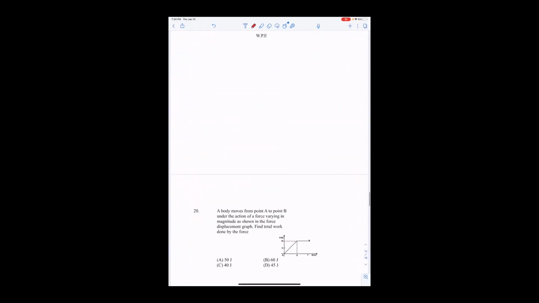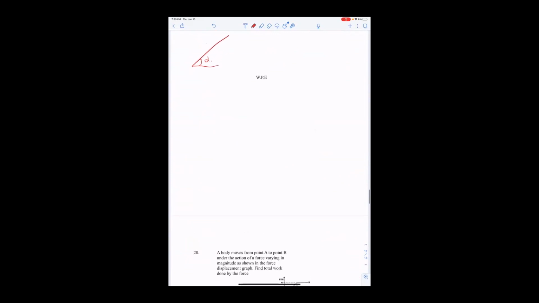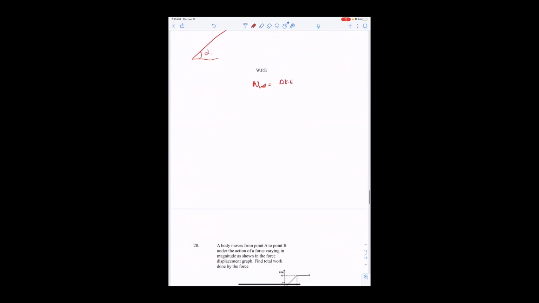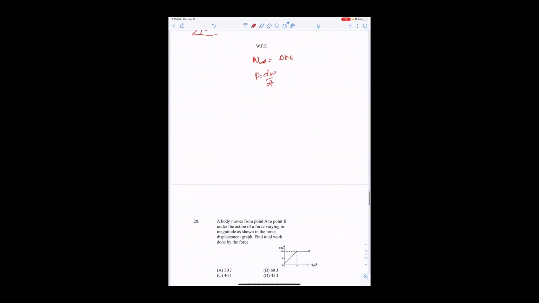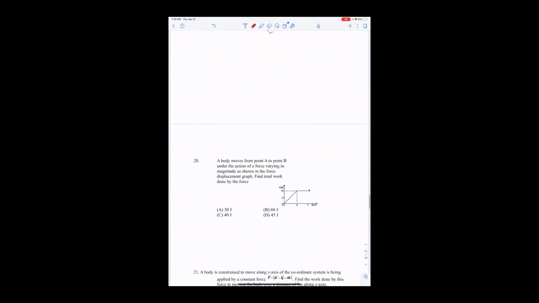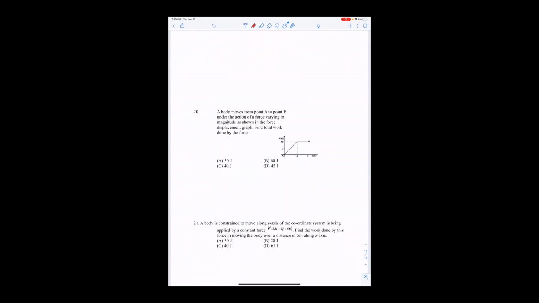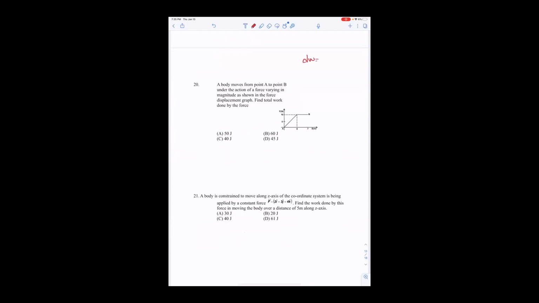20th. This is work energy, work power energy. So net work done, W net is equal to change in kinetic energy. Power is equal to rate of work done, right? Or rate of change of kinetic energy, in short. A body moves from point A to point B under the action of a force varying in magnitude as shown in the figure. Find the total work done by the force. So small work done is F dot ds. This is a dot product. Now we have to integrate. So net work done is integral F dot ds, or area under the graph.